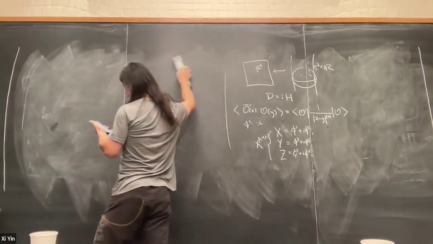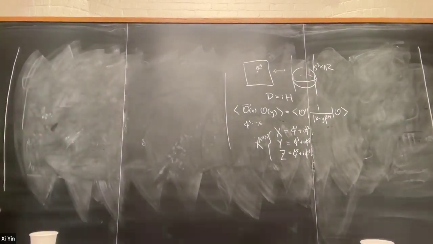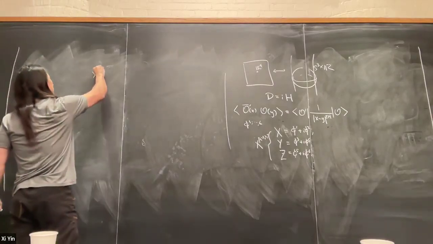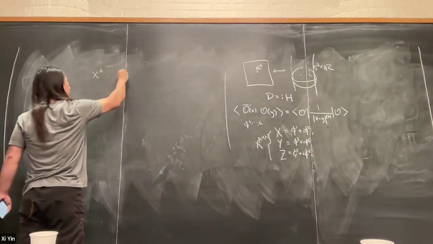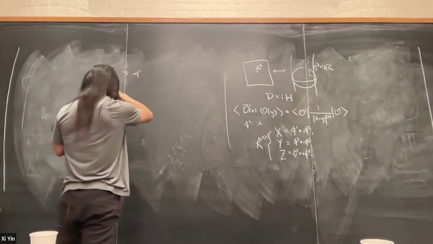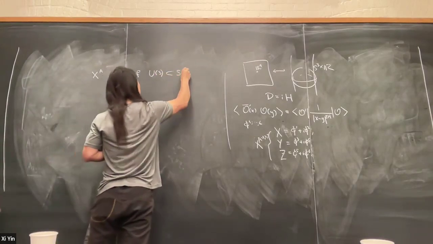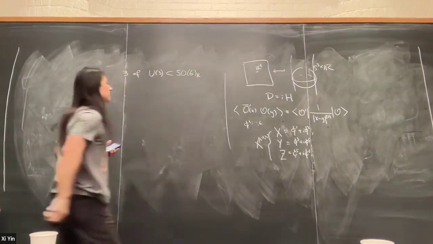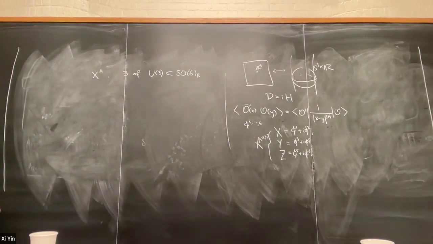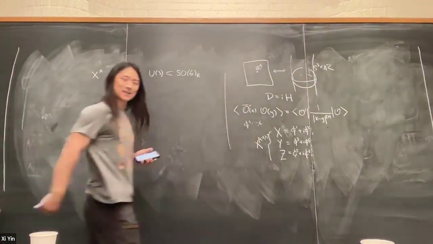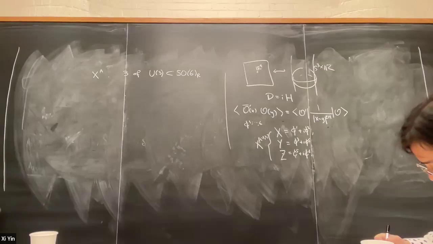Now, these X_a transform in the 3 of a U3 subgroup of the SO6 R-symmetry, evidently. I think of it as C^3 as opposed to R^6, right? Unitary transformations.